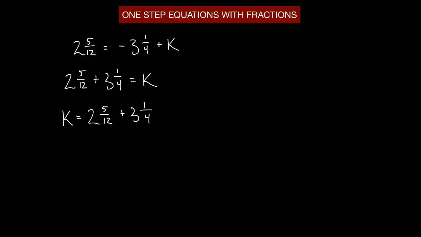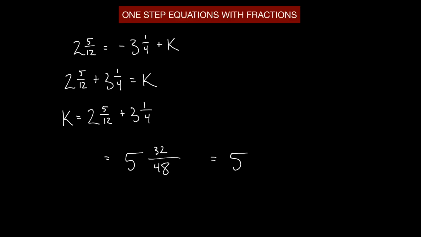First, we're going to add the whole numbers, so 2 and 3. That gives us 5. Vertically and crosswise, we have 5 times 4 plus 1 times 12. So 20 plus 12 gives us 32. And for our denominator, 12 times 4 gives us 48. So 5 and 32 over 48. That can be further reduced.